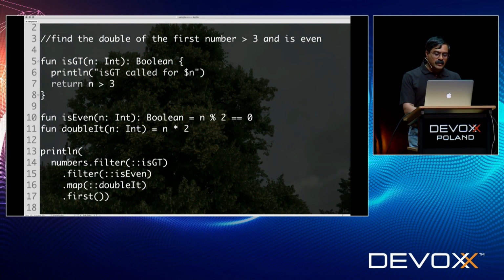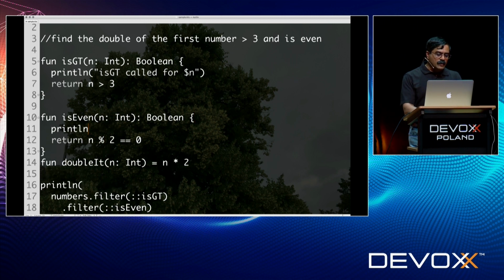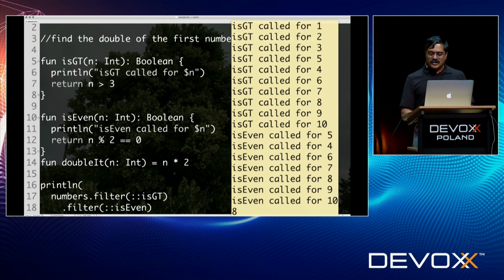In fact, if you go a little further and try this, if I put a Boolean here also, and then of course return, let's say, n mod 2 is equal to 0, but before I do that, print line "isEven called for", and I'm going to print the number for which it is called. You can see all that expense that we incur, which is not what you really want to do, because that's not very efficient.